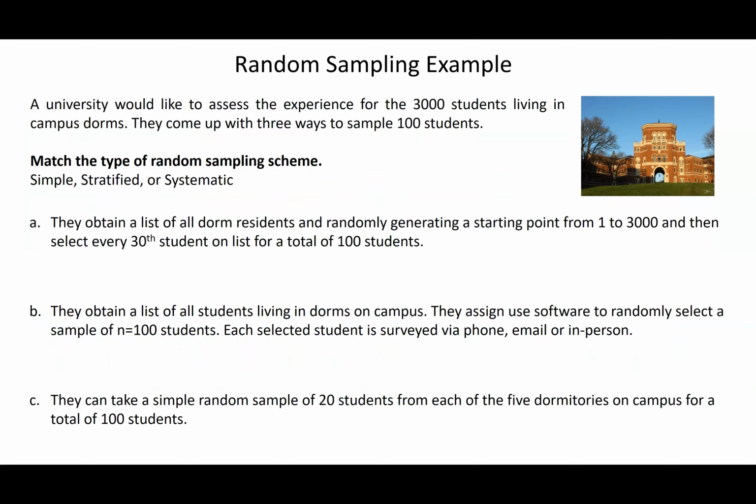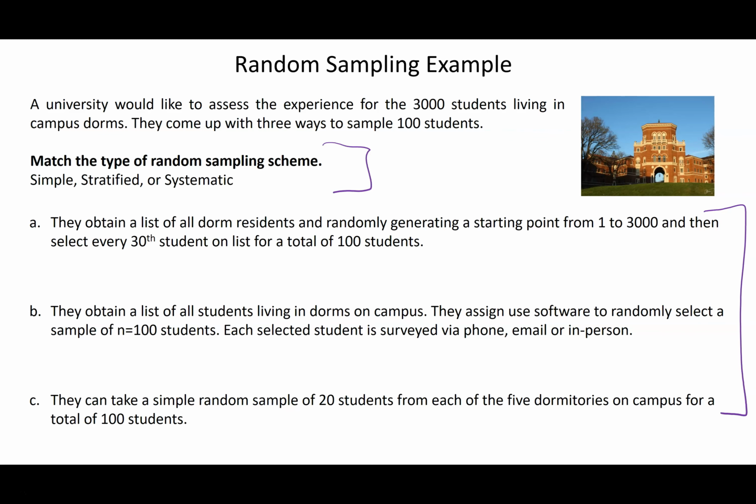So now we're going to figure out, I have 3 different sampling scenarios. One is simple random sample, one is stratified random sample, and one is systematic random sample. And we're going to figure out which is which.